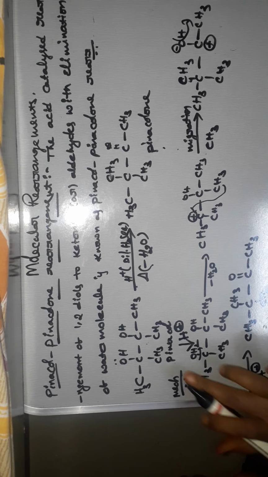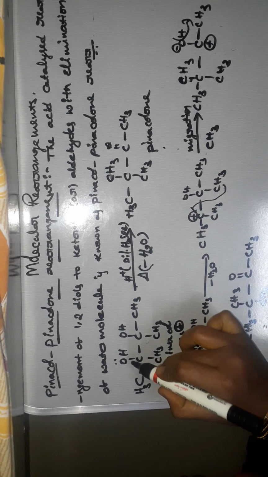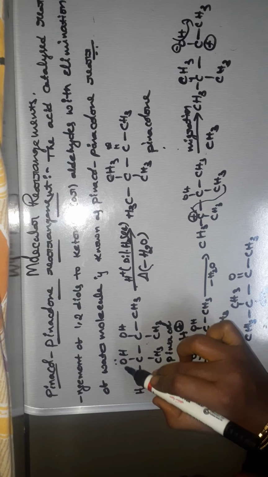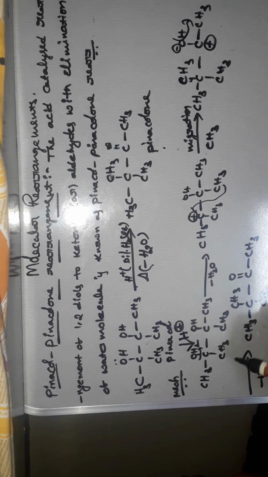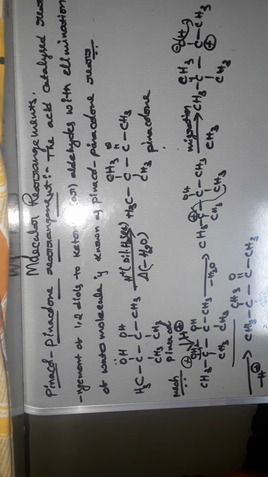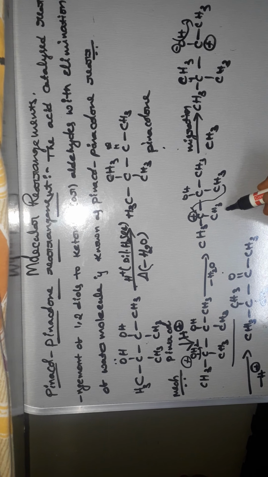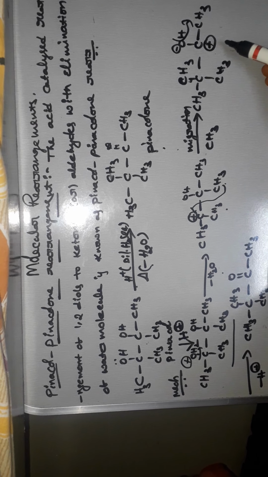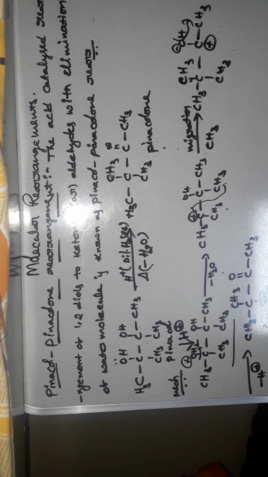The first step is protonation of the hydroxyl group. This hydroxyl group is protonated in the presence of acid to form a molecule like this. Here it has a positive charge. The next step is elimination of a water molecule to form a carbocation. This carbocation undergoes rearrangement by the migration of a methyl group to form another carbocation. From this carbocation, elimination of a proton forms pinacolone. This is the pinacolone rearrangement.